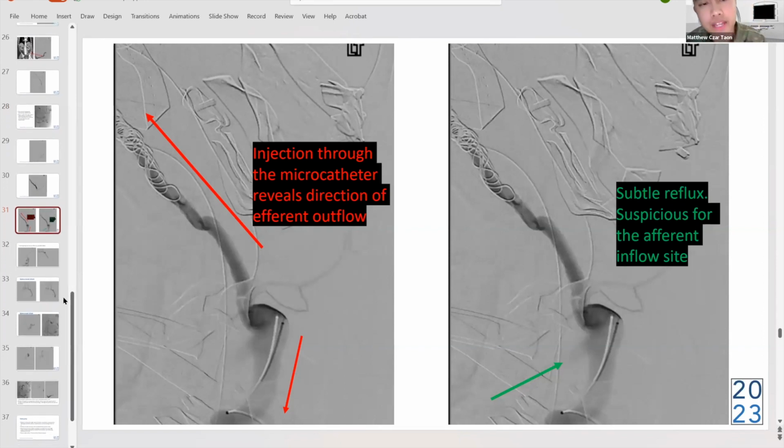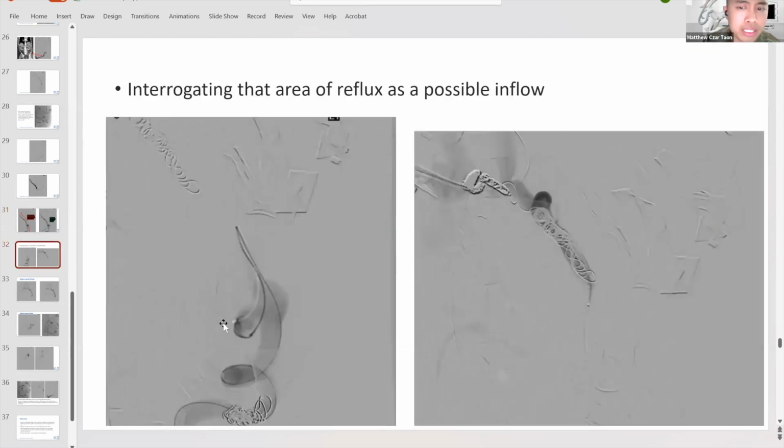This is what I want you to identify, and something why that 4D flow MRI studies helped me. I injected through the microcatheter, and I see efferent outflow going both ways. I placed this coil here to try to identify where the inflow might be coming from. Now, if flow is going in these directions, and I see subtle reflux here, I'm suspicious that this is the afferent inflow site. So we go in, we interrogate that.